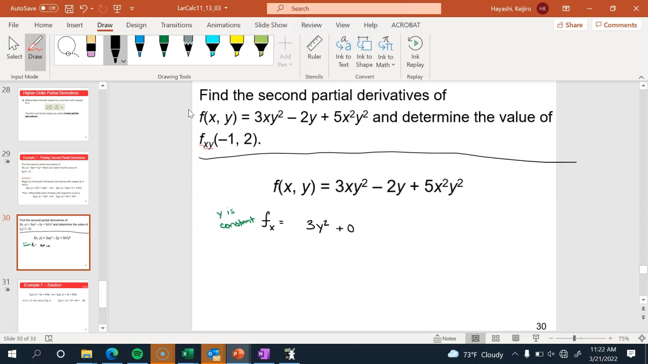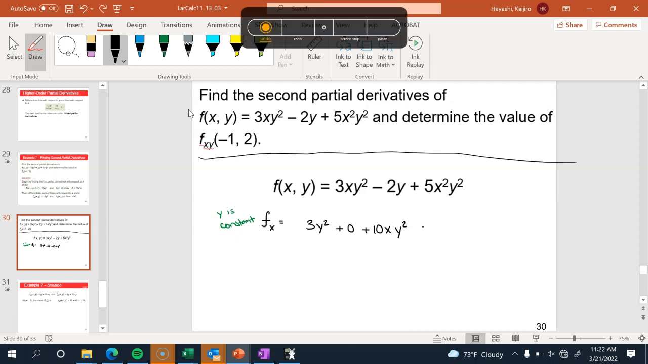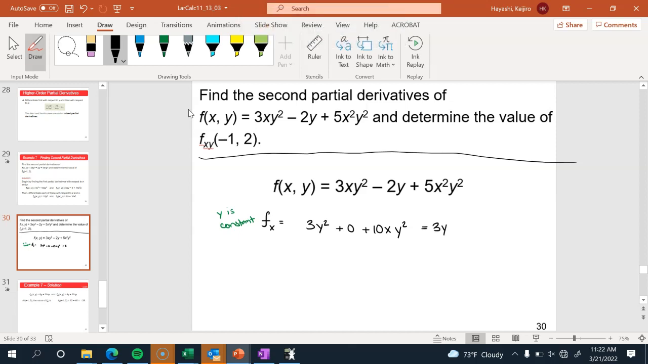And this last term, you're only taking the derivative with respect to x. So the derivative of 5x squared is 10x, and that y squared is just sort of there. So the partial derivative with respect to x is 3y squared plus 10x y squared.